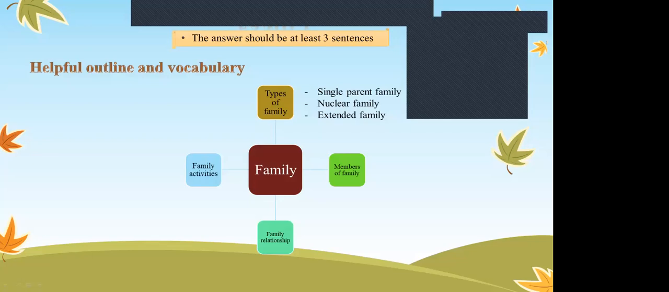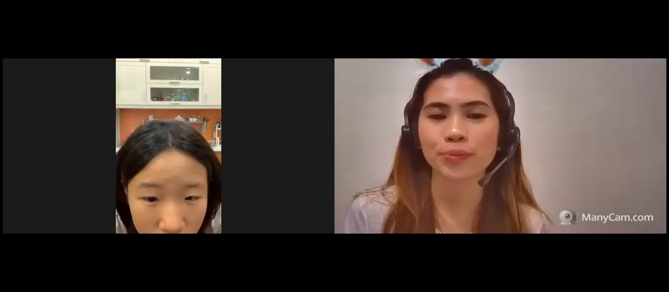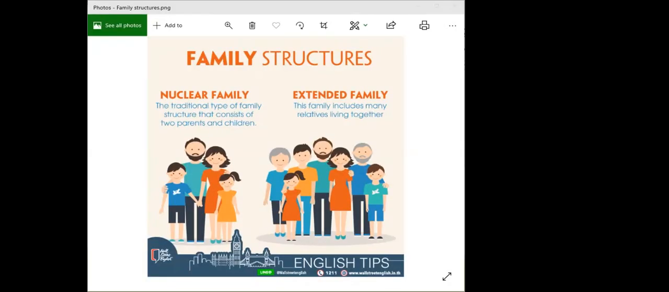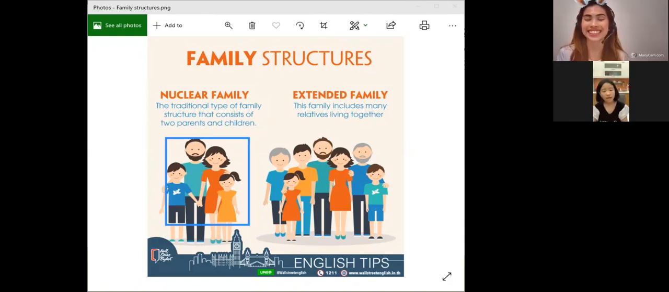Next, I will show you another picture. What kind of family is this? You only have two remaining choices. Okay, picture number one. What is picture number one, dear? Picture number one is a nuclear family. Yes, would you like to describe how many are they in the family? Father, mother, brother and sister.